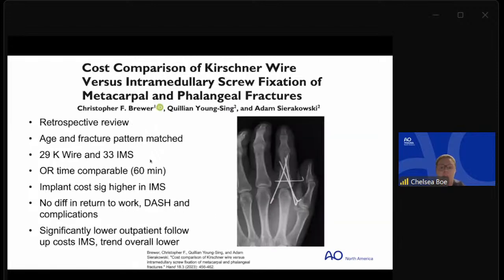So cost is often a concern when you're comparing any treatment to K-wires, but it's worth noting that the increased implant cost may be offset by the other reductions. So reduced hand therapy, reduced surgeon visits. This study essentially found that there were fewer hand therapy visits, fewer consultant-led outpatient visits with IM screw treatment.